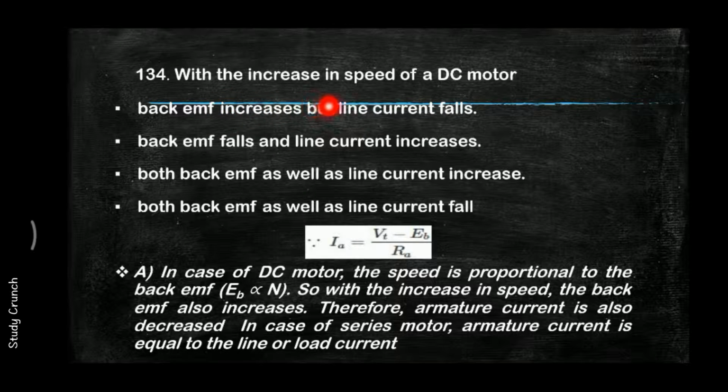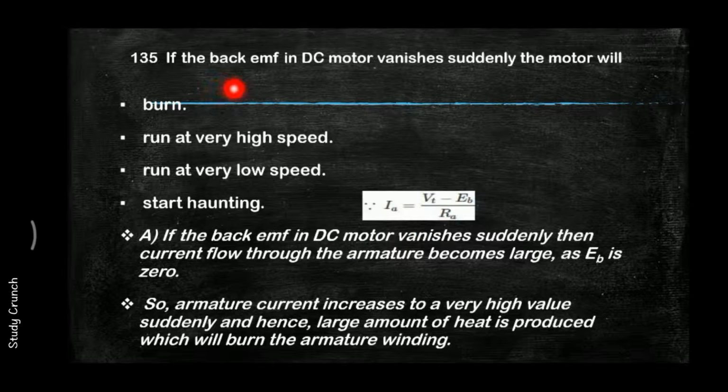Next, with the increase in the speed of a DC motor, the back EMF will increase but the line current falls. So according to the formula, Ia is equal to (Vt minus Eb) by Ra. In case of a DC motor, the speed is directly proportional to the back EMF. So with increase in the speed, the back EMF will also increase. Therefore, the armature current is also decreased. In case of a series motor, the armature current is equal to the load or line current.